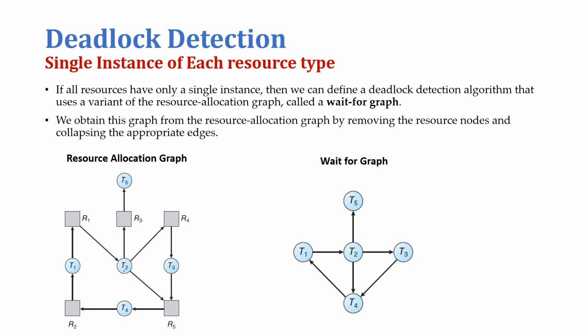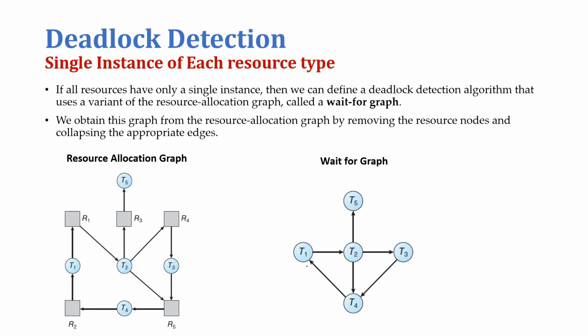Now, to construct the wait-for graph, we remove this R1 resource, so the arrows are combined like this: T1 to T2, because R1 is assigned to T2. If thread 2 completes and releases R1, then only T1 can execute. So the T1 thread is waiting for T2. That is the meaning of the wait-for graph.